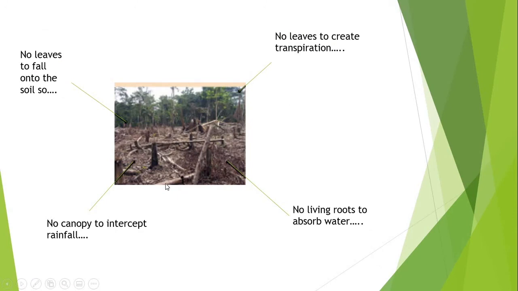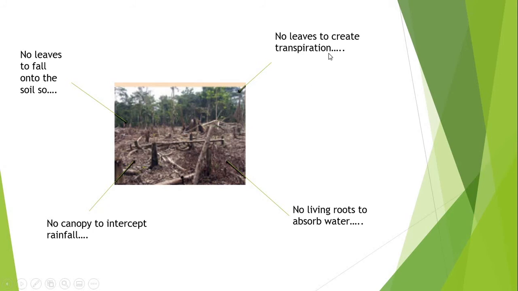Okay, I understand some of you won't be able to print this out, but you can just put in the middle deforested area. We're going to look at some of the effects. So first of all, we've got no leaves to create transpiration. Transpiration is the idea where the water and the rainfall that has been intercepted by the tree or the leaves then goes back into the atmosphere and turns into clouds after condensation.